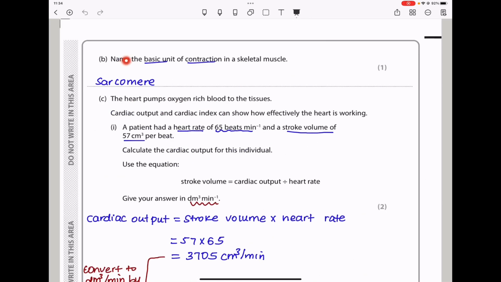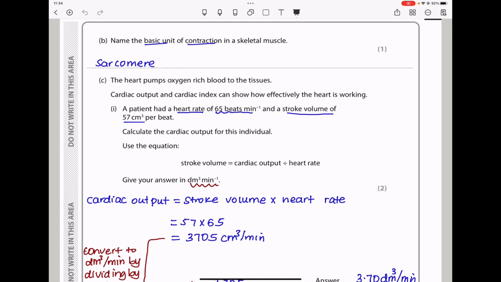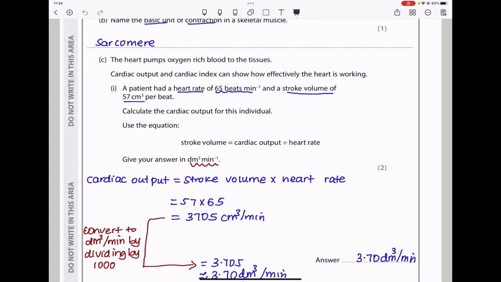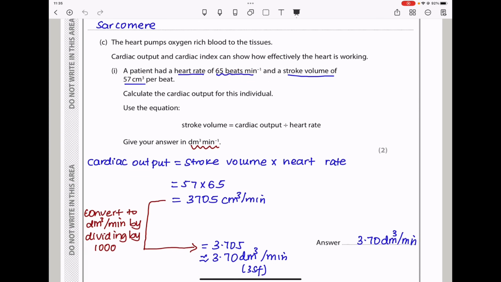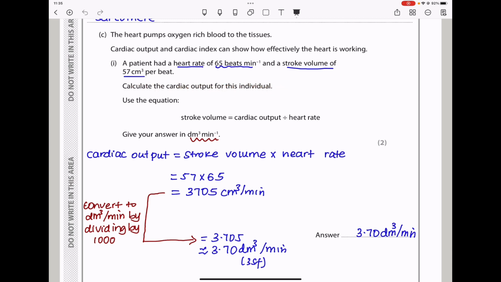In part B, name the basic unit of contraction in a skeletal muscle. The basic unit of contraction is a sarcomere. In part C, the heart pumps oxygen-rich blood to the tissues. Cardiac output and cardiac index can show how effectively the heart is working. A patient had a heart rate of 65 beats per minute and a stroke volume of 57 centimeters cubed per beat. Calculate the cardiac output for this individual.